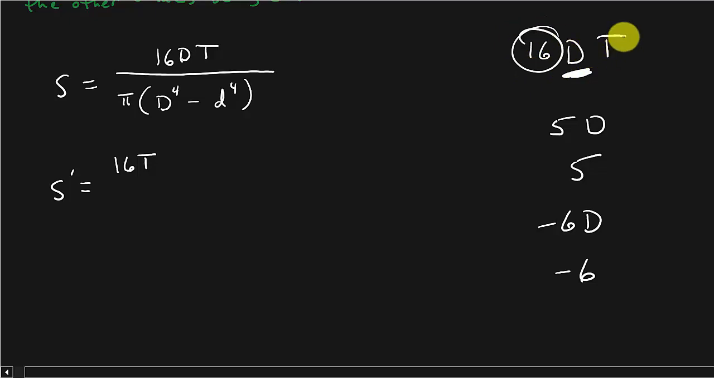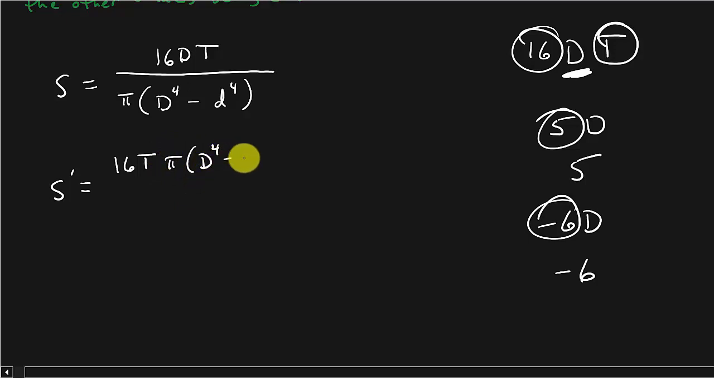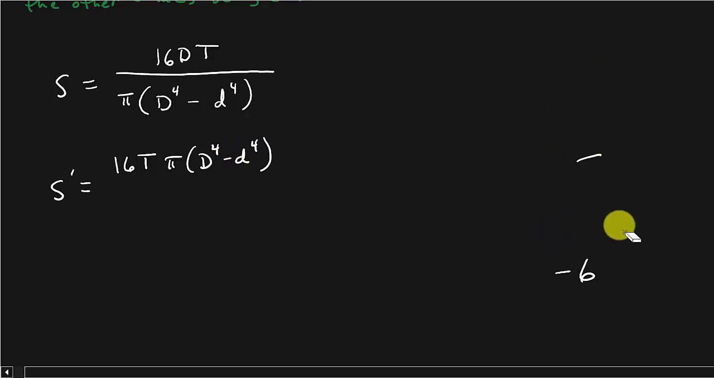So what's the derivative of 16dt? Well, the 16 and the t are like your 5. That's like the number in front. So we've got d to the first, so the derivative is just the number in front, which is 16t. And then that's times the denominator. So the denominator is pi times d to the fourth minus little d to the fourth.